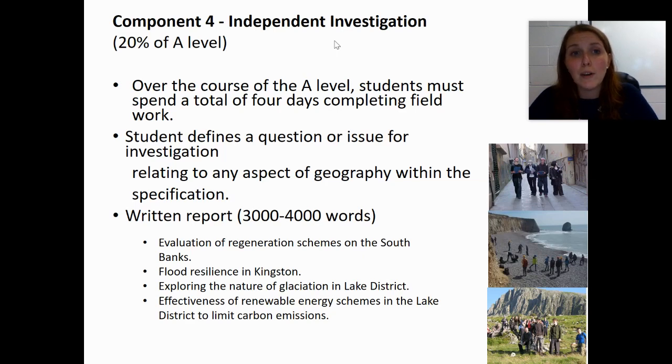Finally, component 4 is a non-examined part of the assessment and it is an independent investigation. It accounts for 20% of the A-Level course and is a written report. So students will find an investigative title that they're interested in. Some examples are on the screen, and they will then write an investigation. This investigation will be somewhat guided, but there will also be a level of independence.